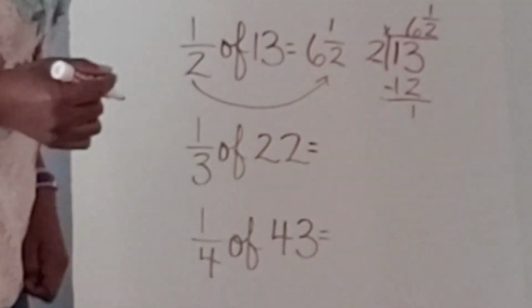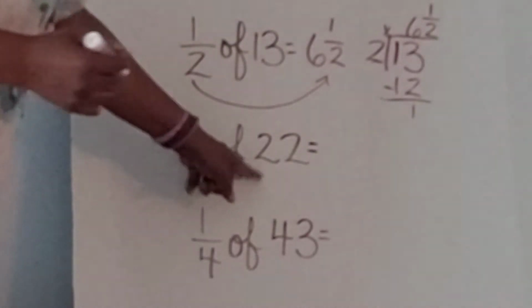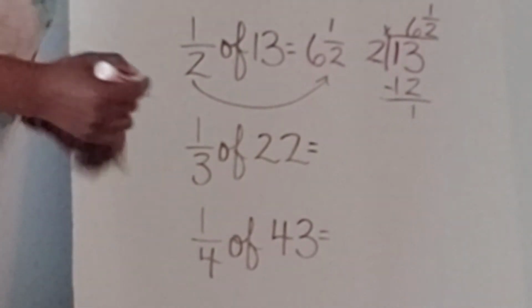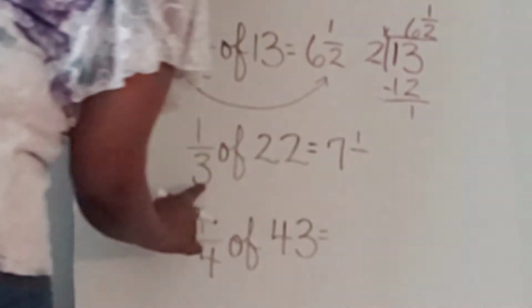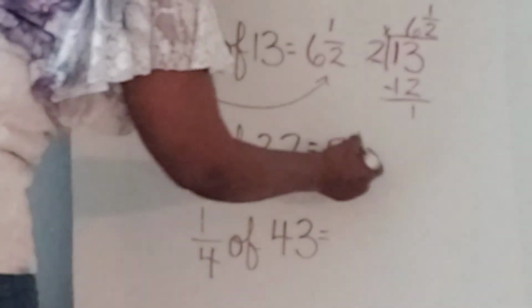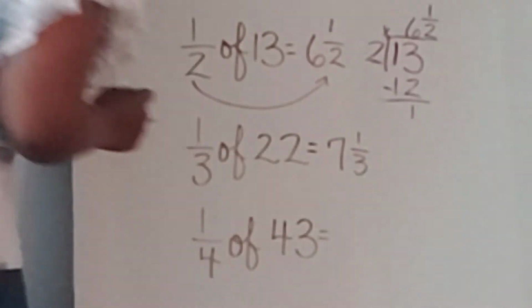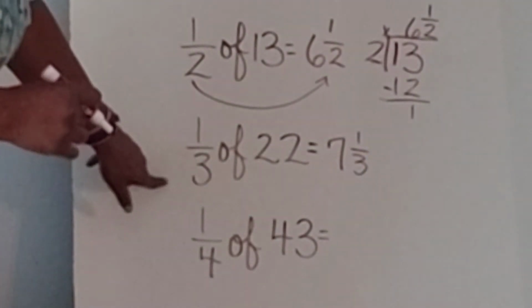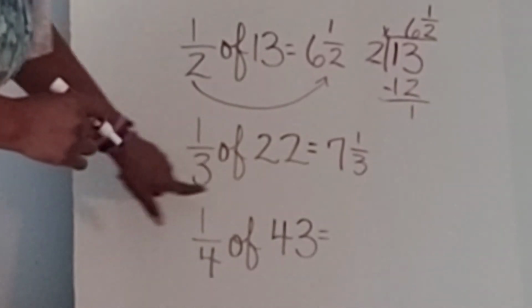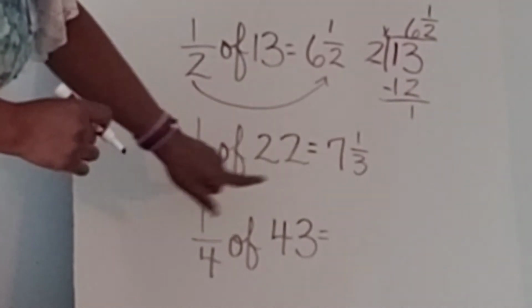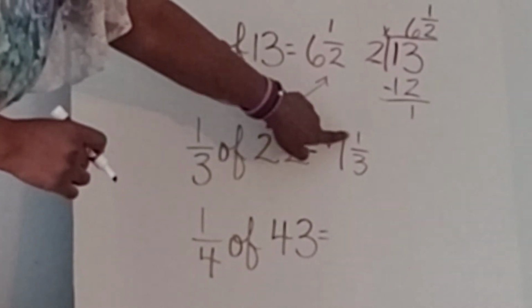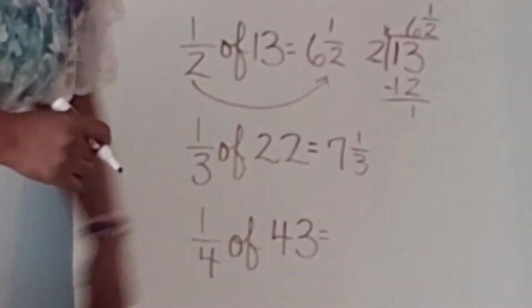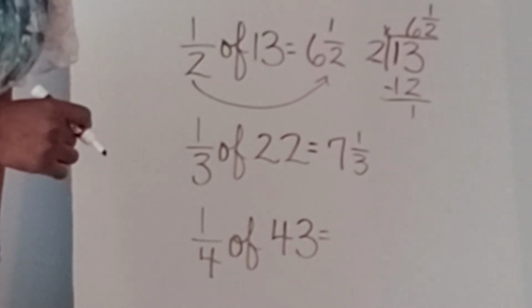1/3 of 22. How many 3s are in 22? 7. But then how many are left over? Because it's 21, there's 1 left over, and then my denominator stays the same, 7 1/3. Okay, all you're doing is dividing. 22 divided by 3 equals 7. 3 times 7 is 21. Take away, 1 left over, and 3 becomes my denominator, stays the same.